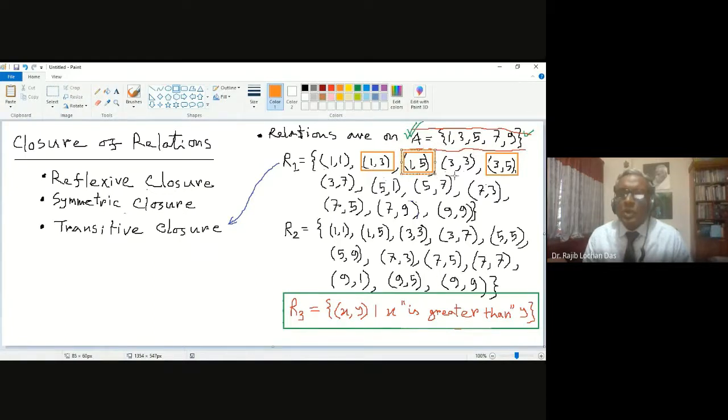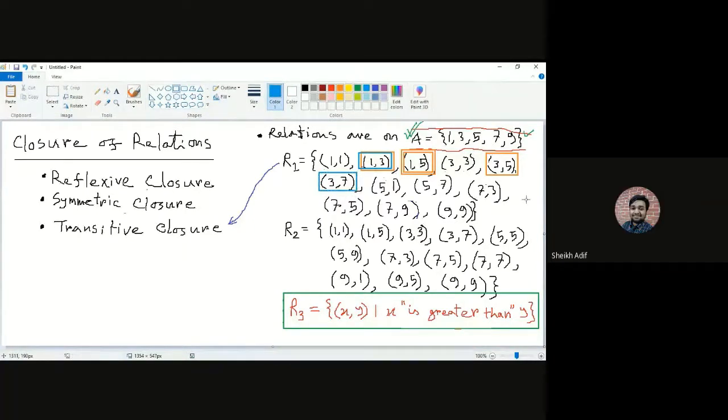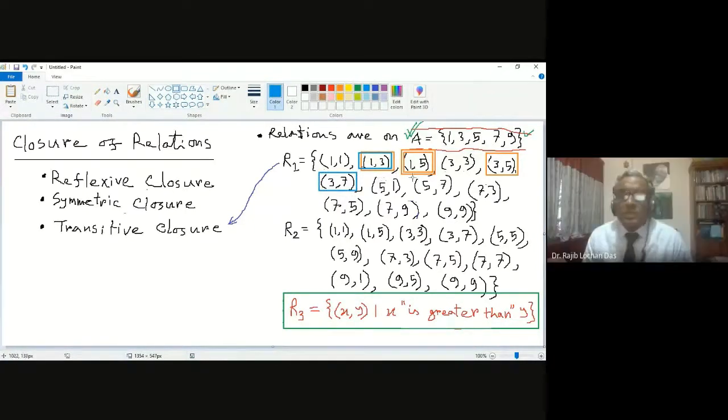So it is good. Now think about others, not only this one example. Say (1,3) and (3,7). So what do you need? (1,7), and it is not present. We need (1,7) to make this transitive.